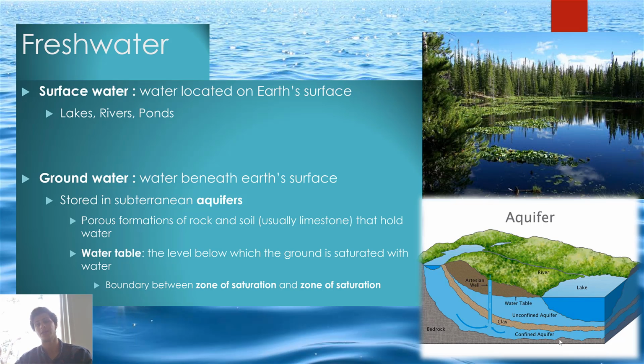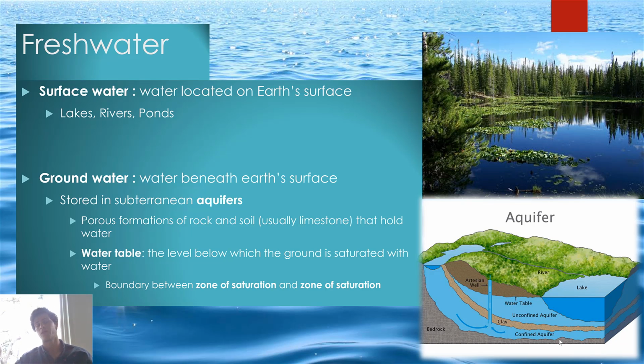Now, fresh water can be divided broadly into surface water, which is water located on the Earth's surface, and that's going to be things such as what you're going to find in lakes, rivers, and ponds, and then groundwater. And groundwater is water beneath the Earth's surface. This is going to be stored in something called subterranean aquifers. We've touched on groundwater in a lot of the different chapters in this course so far, but we're actually going to go into what groundwater is and why it is important, because we get a lot of our drinking water from groundwater, especially in Florida.